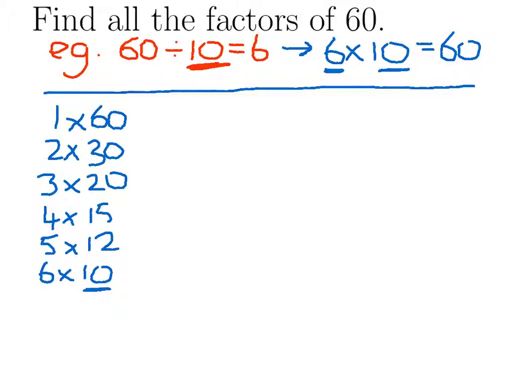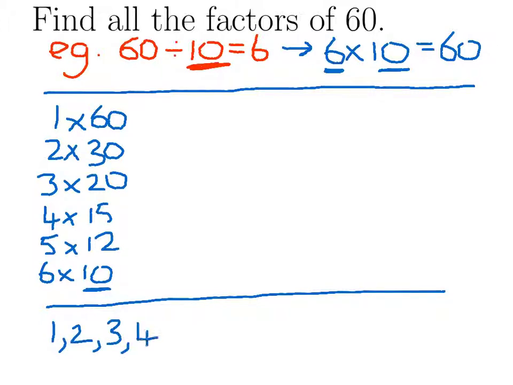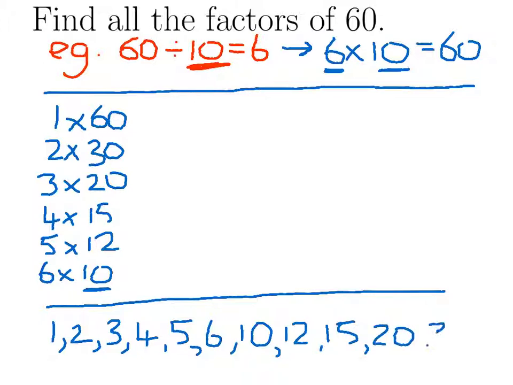And then all we need to do to finish the question is just list these factors down in order, just so that we've got a nice answer at the end. So we've got then 1, 2, 3, 4, 5 and 6, 10, 12, 15, 20, 30 and 60. And those are all the factors of 60.